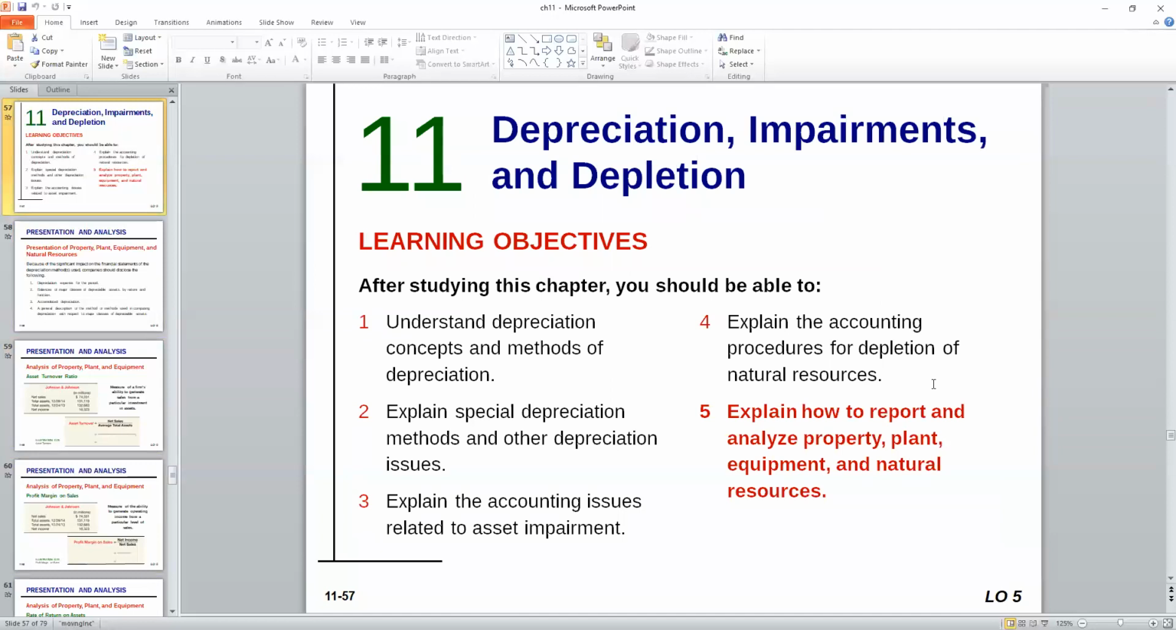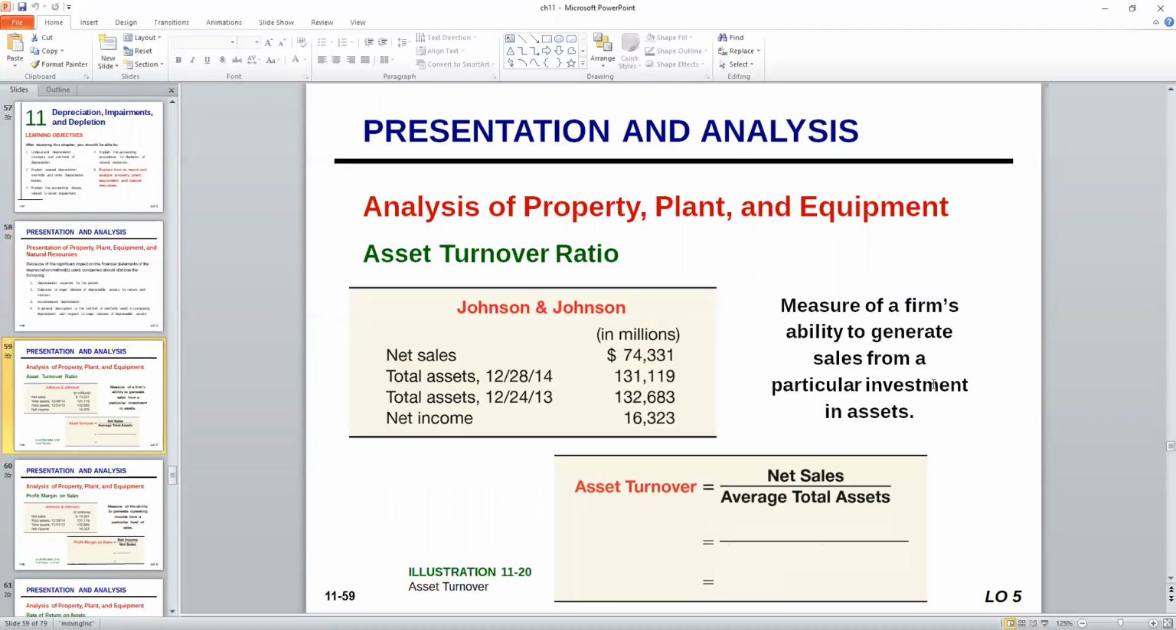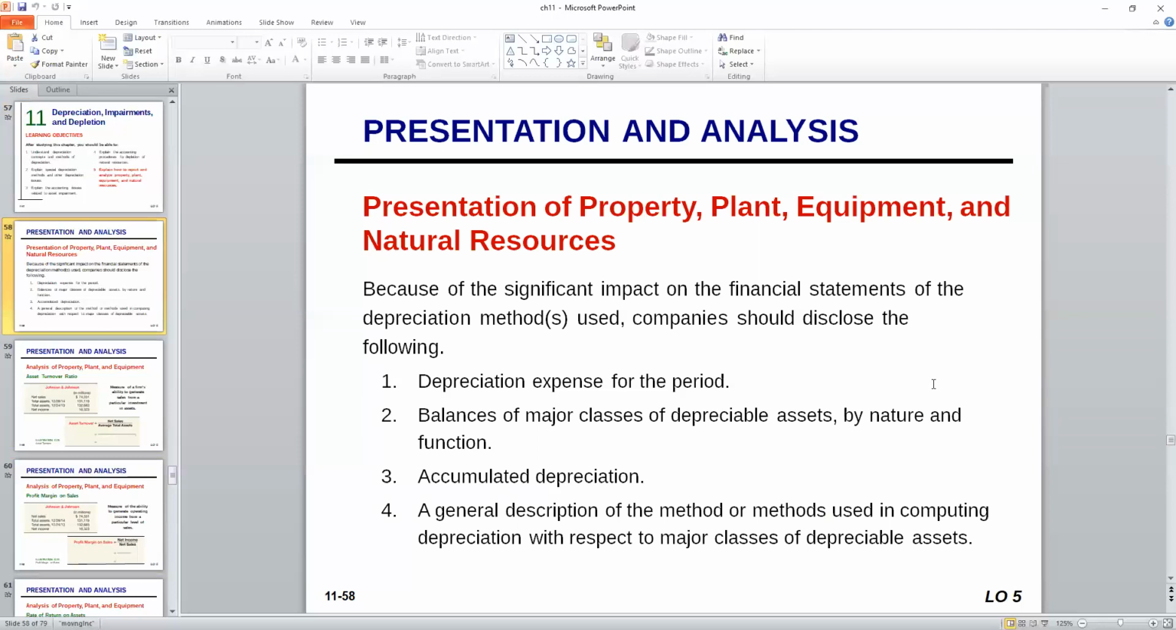Let's look at how to report and analyze property, plant, and equipment. Because in many industries it's a significant portion of the financial statements, we have to disclose depreciation expense for the period, balances of major depreciable assets by nature and function, the accumulated depreciation, and a general description of the method or methods used in computing depreciation with respect to major classes of depreciable assets. So those are the keys in terms of the footnotes.